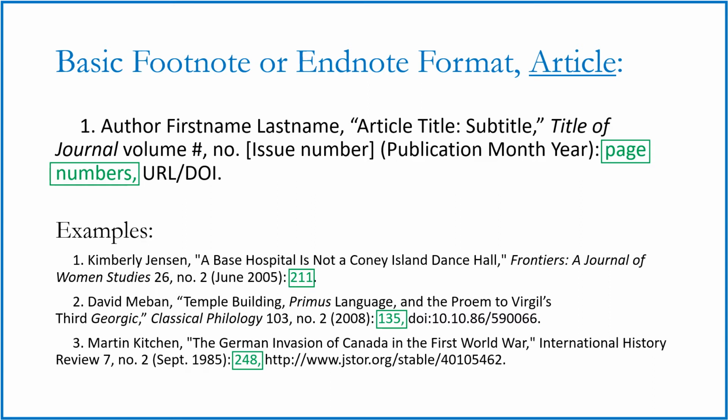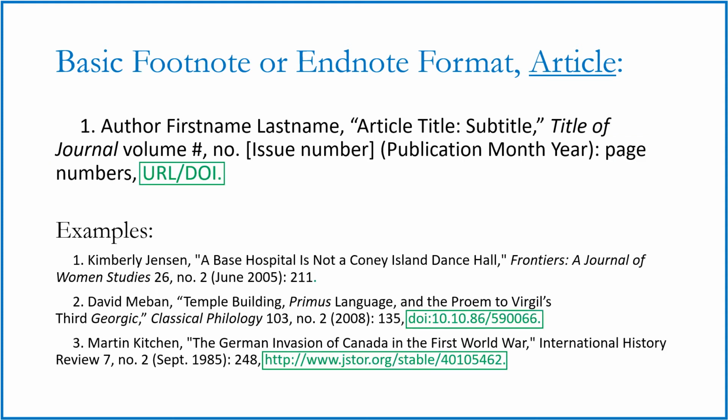Then put the page number or numbers of the article, a comma, and a space, and the URL or DOI with a period at the end. If you used an article that was in print format, skip this element and just put a period. A note about URL versus DOI. Most electronic journals and library databases provide DOI numbers for their articles, which stands for Digital Object Identifier. It is like a URL, but more stable, since URLs can change over time. Since it is more reliable, use the DOI instead of the URL whenever possible.